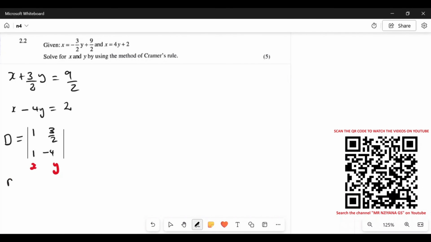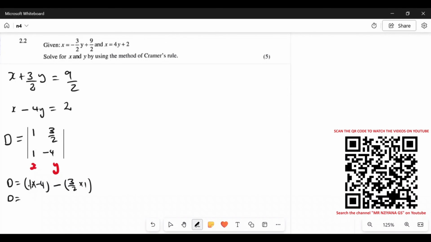Again, when you calculate the determinant, guys, remember you have to multiply the first entry with the last entry, which is going to be 1 multiplied by negative 4. There we go. And then minus. Remember, put it inside the bracket and close that bracket. And then in the second bracket, you must multiply the second entry and the third entry, right? So it's 3 over 2 multiplied by 1. There we go. Then from there, you use your calculator.